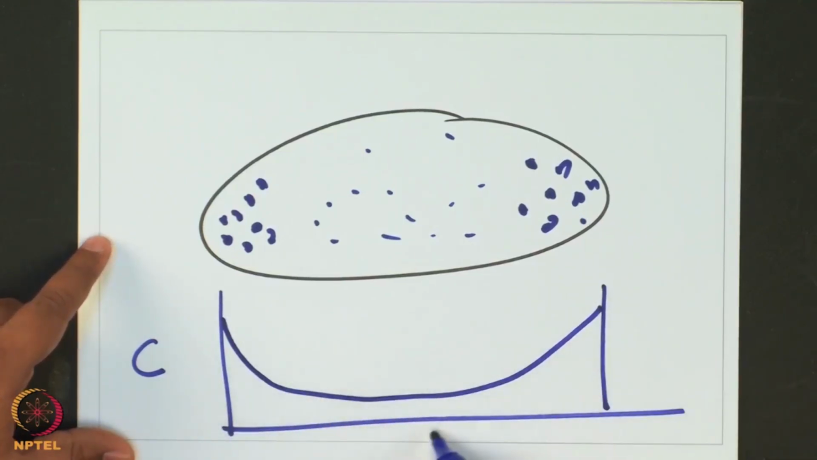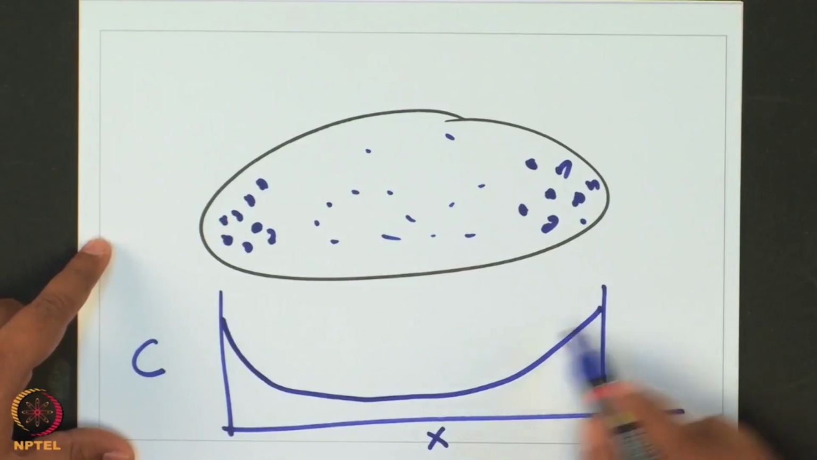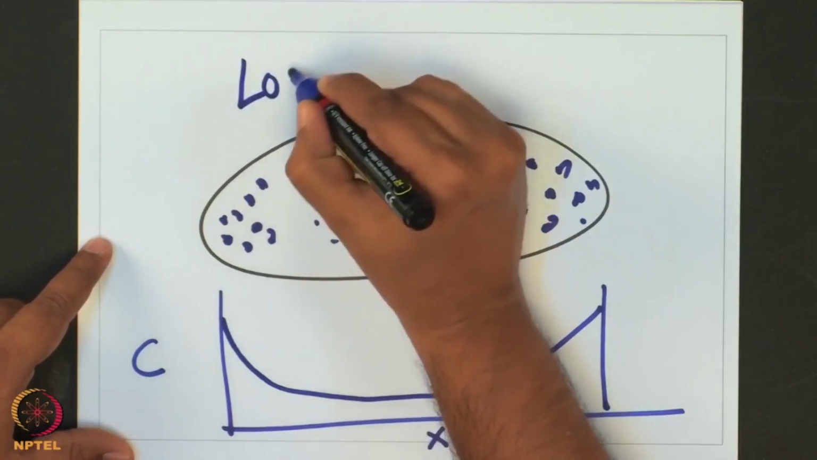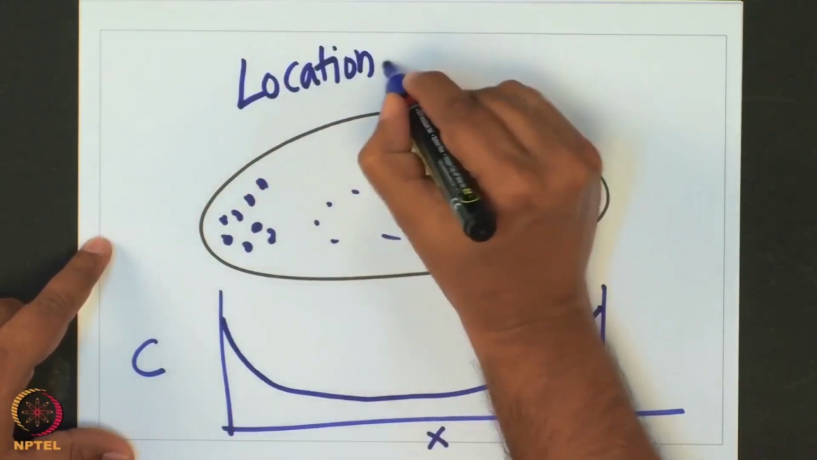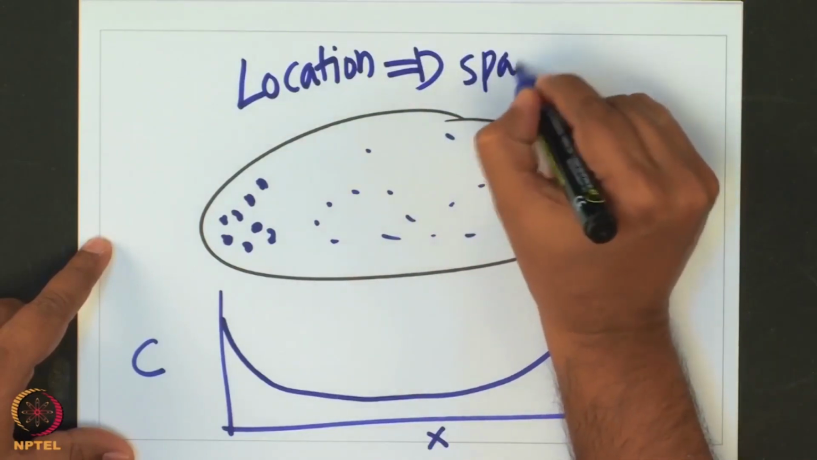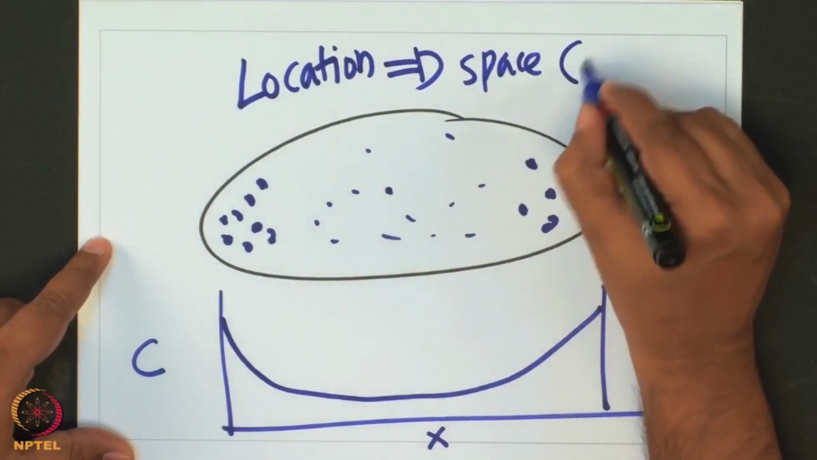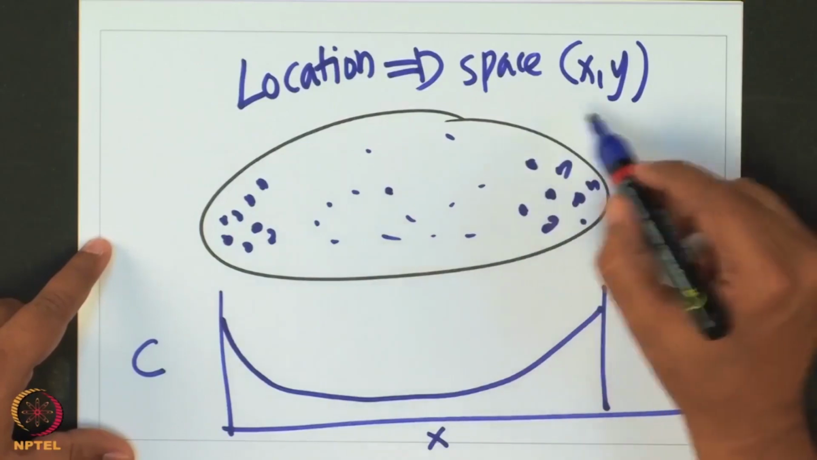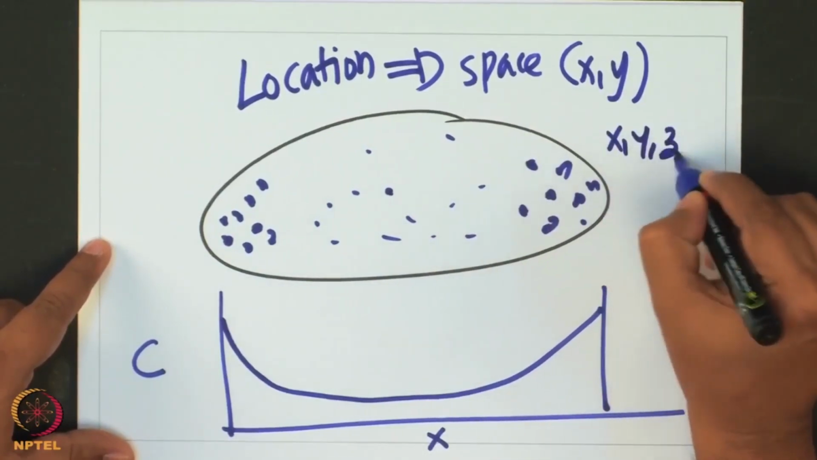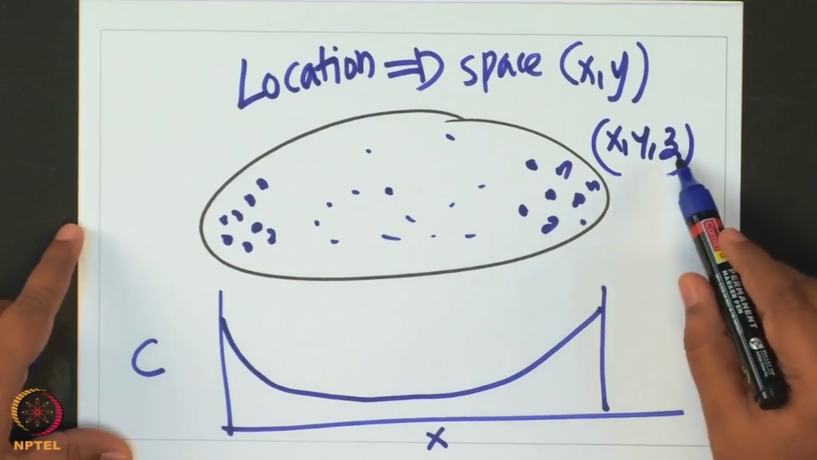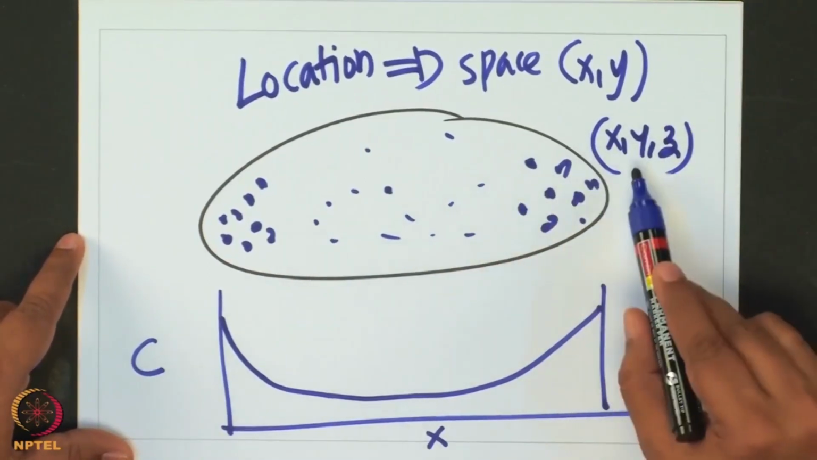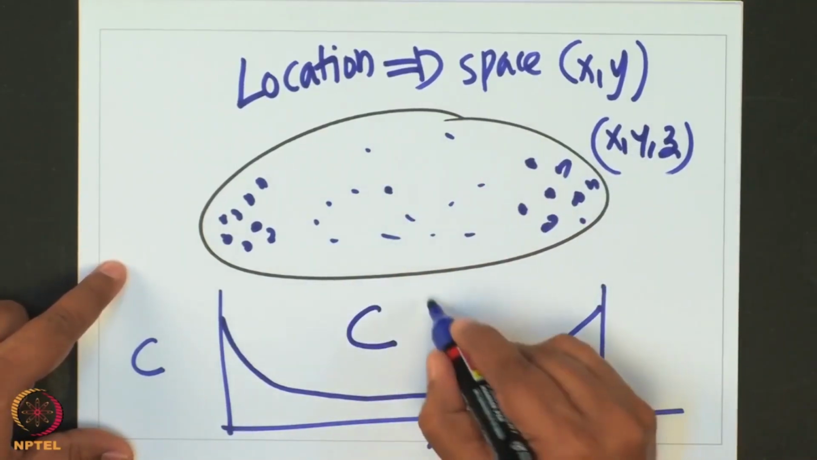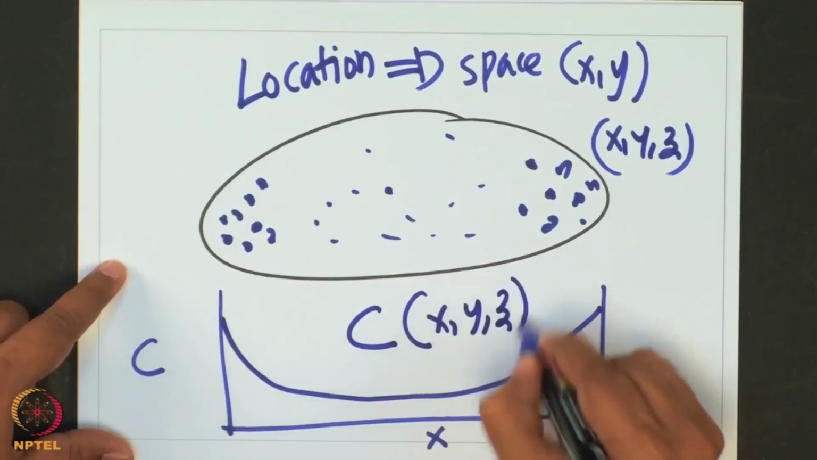So the concentration could change in space according to this fashion. By location I mean space, that is, some point or some region. So given x, y or z in 3D, or an x, y position in 2D, we would get different positions and different concentrations. So the concentration C is a function of x, y and z.